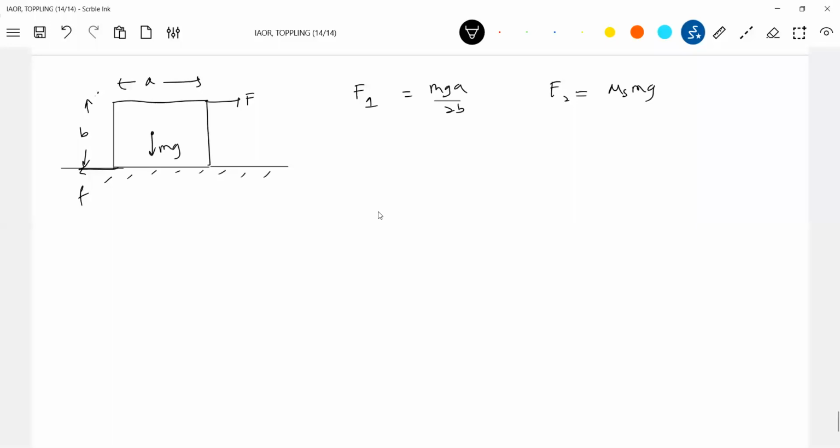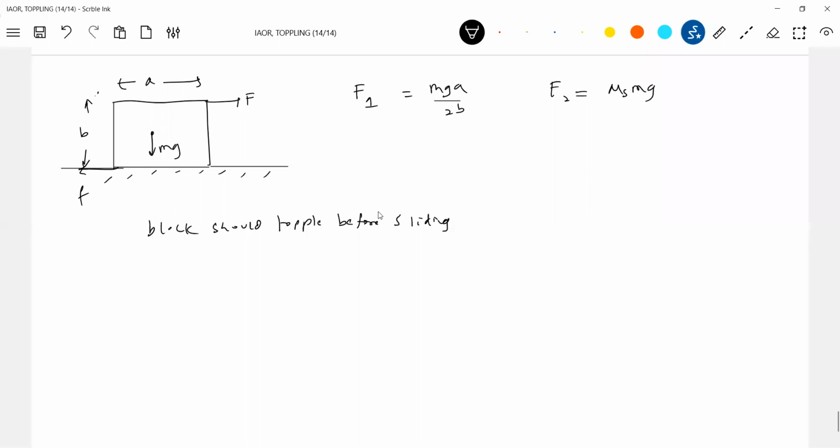Now, what should be the condition for the block to topple before sliding? It means I apply a force such that it should topple first, before sliding. So definitely F1 should be less than F2. The applied force should be less than F2 because the block should topple before sliding. The toppling should occur first. So the applied force should be greater than F1 and less than F2.